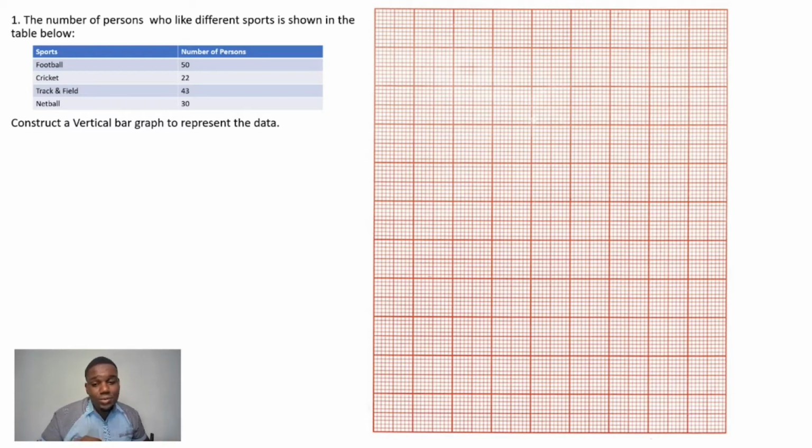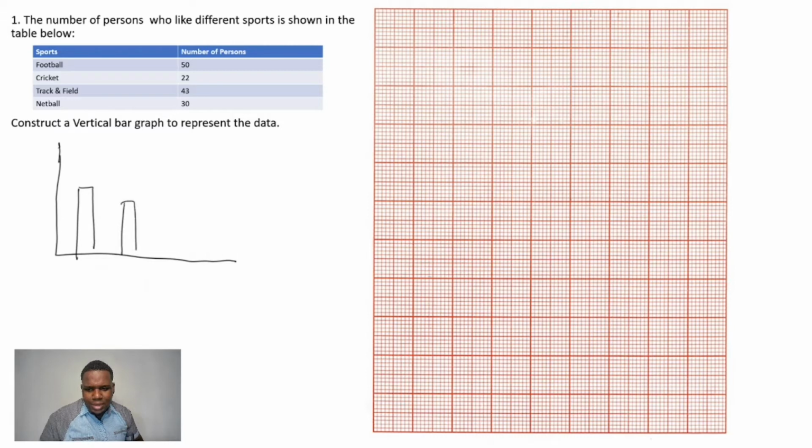The first thing that we need to do is to draw our X and our Y axis. Let's just go ahead and sketch a little bar graph. It's a vertical bar graph, so we know that our bars will be vertical. It will look something like this. Something like that, and this is our X axis, this is our Y axis.